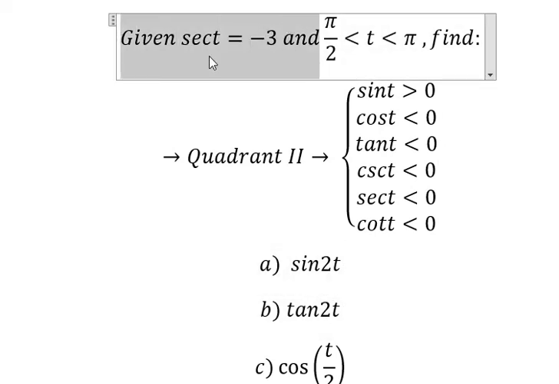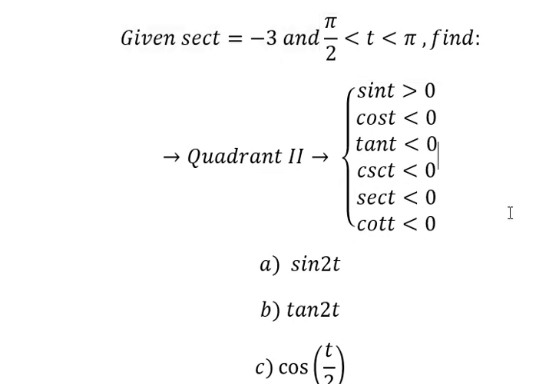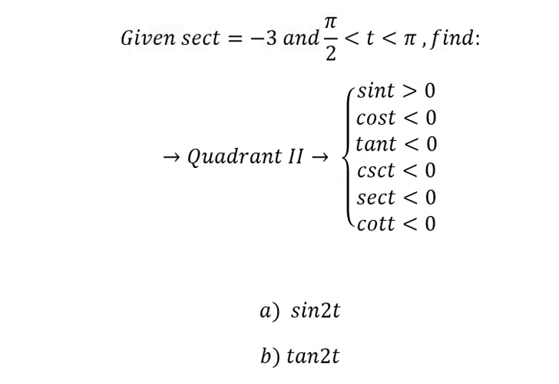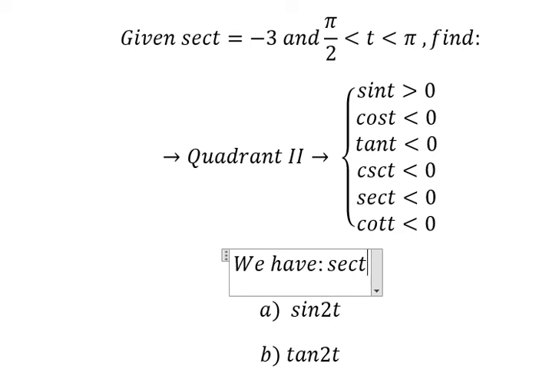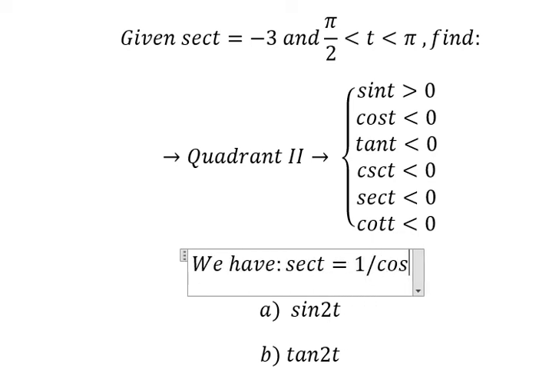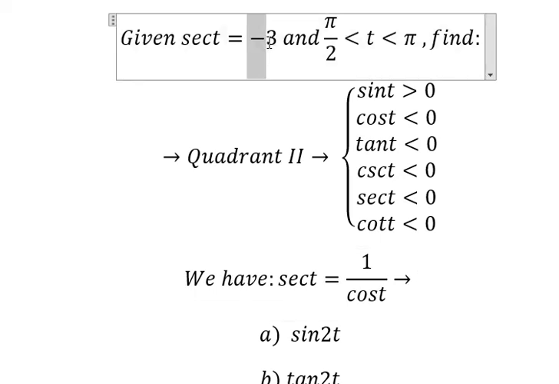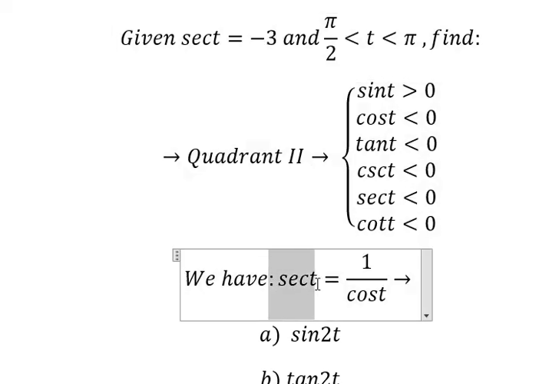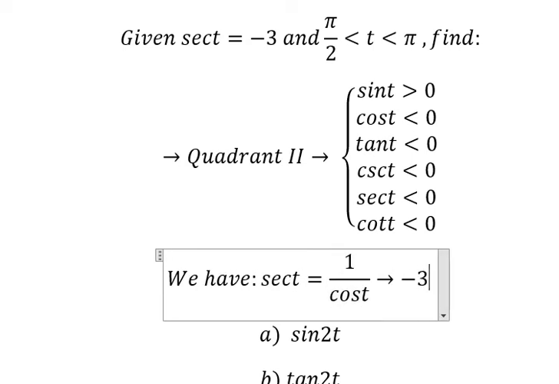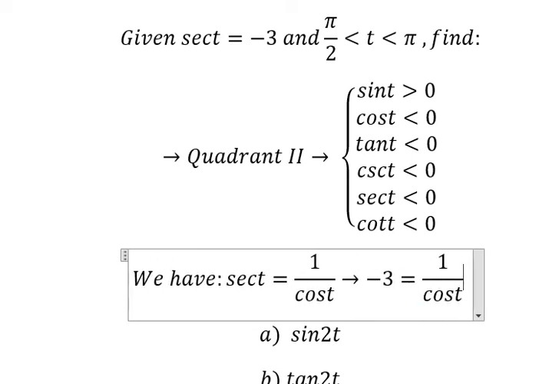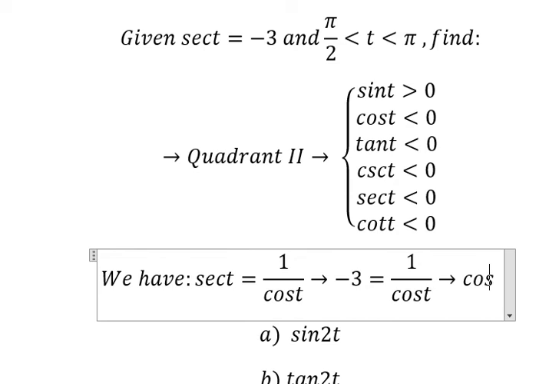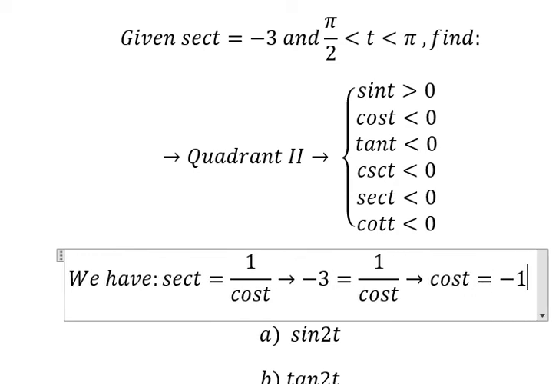So we have secant of t equal to negative 3. So we have the formula in here. Secant of t equals 1 over cosine t. So in this situation, I will put negative 3 in here to find the cosine t. So we have cosine t equals negative 1 over 3.